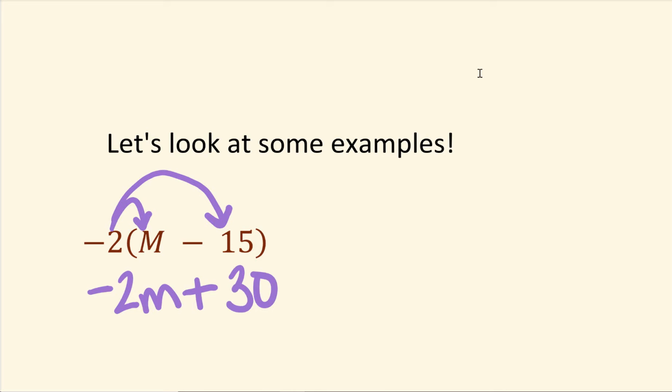Now, this example does not have an equal sign, so I'm not solving for m here. I'm just simplifying. So, this problem is done because -2m and positive 30 are not like terms. I can't combine them anymore. Let's look at another example.